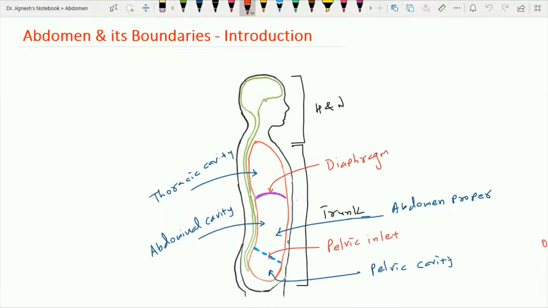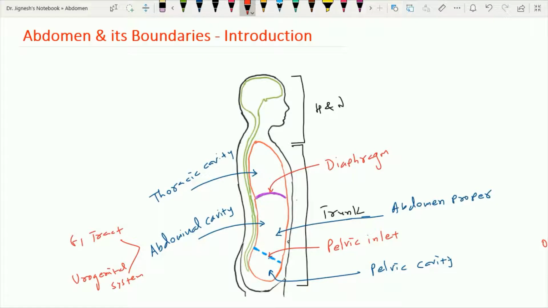Within this abdominal cavity there are two important tubes, the gastrointestinal tract as well as the urogenital tract. Along with these two systems there are vessels and nerves to provide the nutrition and the control over these systems. And these systems are covered with one serous membrane, and that is called the peritoneum.